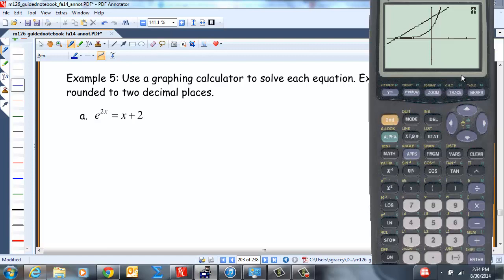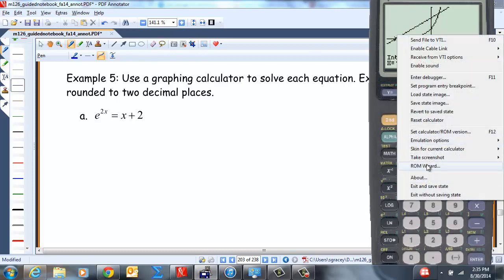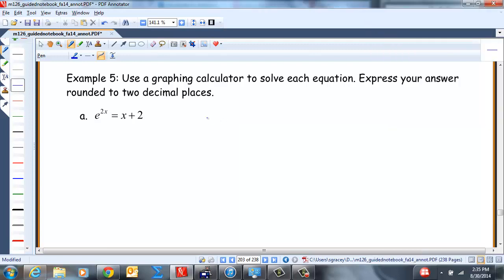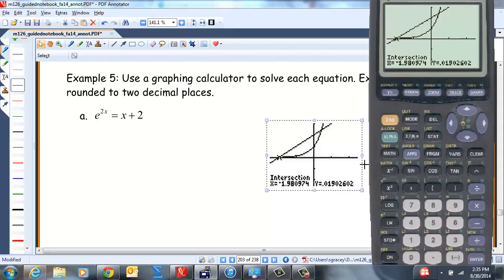And if we go to second, calculate, intersect, you have to be near the intersection point that you want. So we're going to go closer here. So you click on the first graph, the second graph, and then go through the guess. And so this is what we get. And then we'll do the next one. All right, enter, enter, enter. And we get our second one.